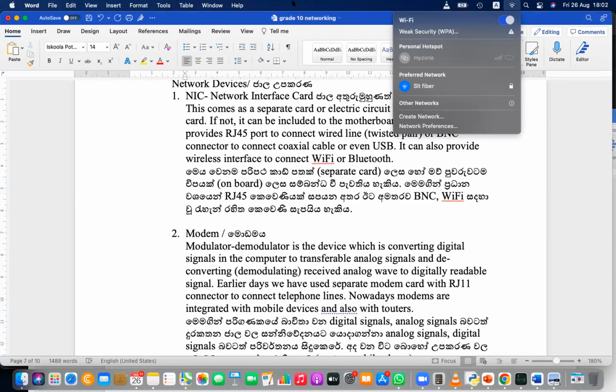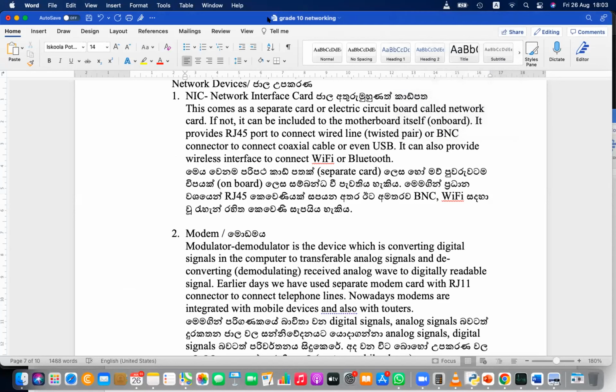The quality of the connection will be high. If you turn on the USB tethering, the quality of the connection will be high. Okay. All right. So these are the things that you need to know.